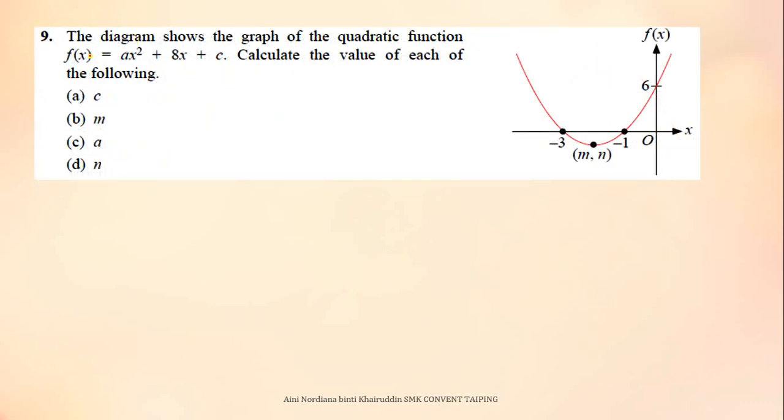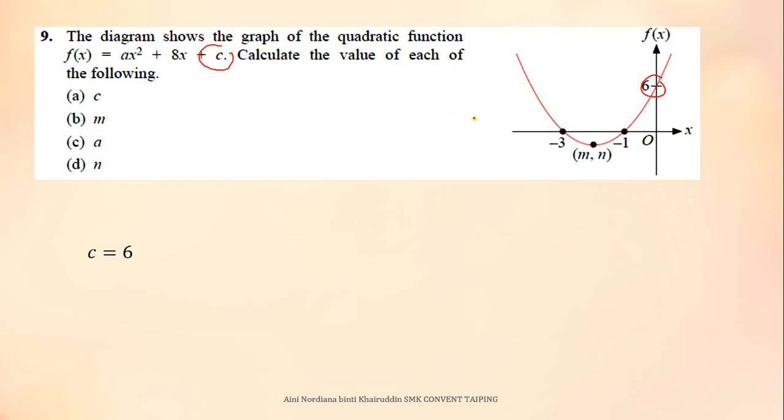Question number 9. The diagram shows the graph of the quadratic function ax squared plus 8x plus c. Calculate the value of each of the following: the value of c, m, a, and n. The value of c is actually the y-intercept. As you can see here, the y-intercept is 6. So the value of c equals 6.